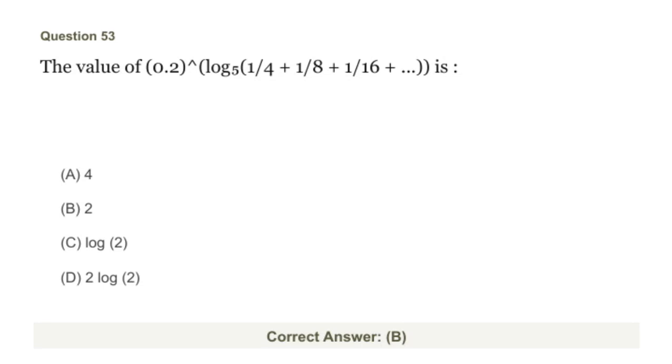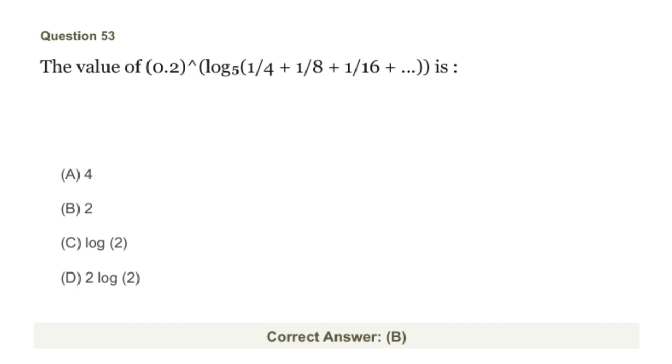All right, let's analyze this problem carefully. We're asked to find the value of 0.2 raised to the power of log base 5 of a certain sum. The sum inside the logarithm is 1/4 plus 1/8 plus 1/16, and so on. First, notice that this is an infinite geometric series. The terms are decreasing powers of 2, since 1/4 is 2 to the power of minus 2, 1/8 is 2 to the minus 3, and 1/16 is 2 to the minus 4, and so forth. The key here is to find the sum of this series.